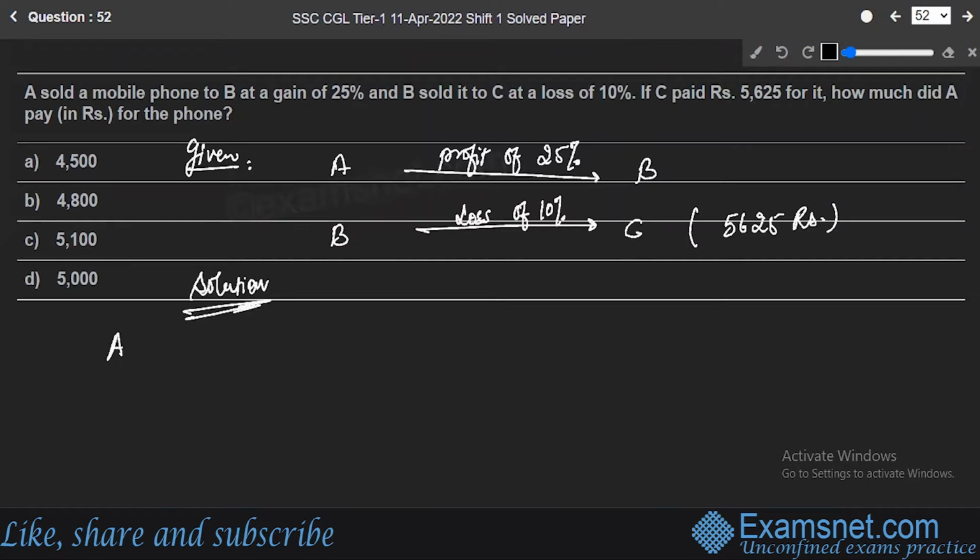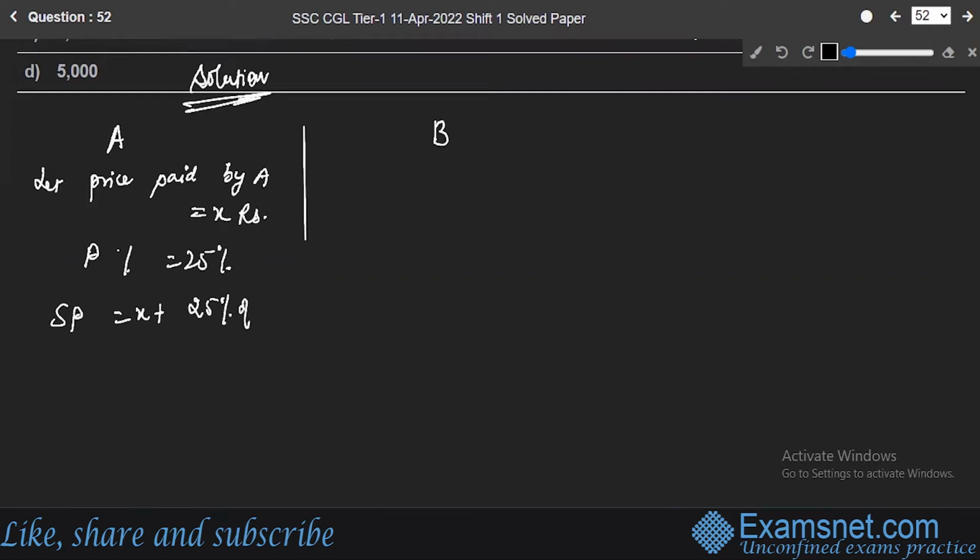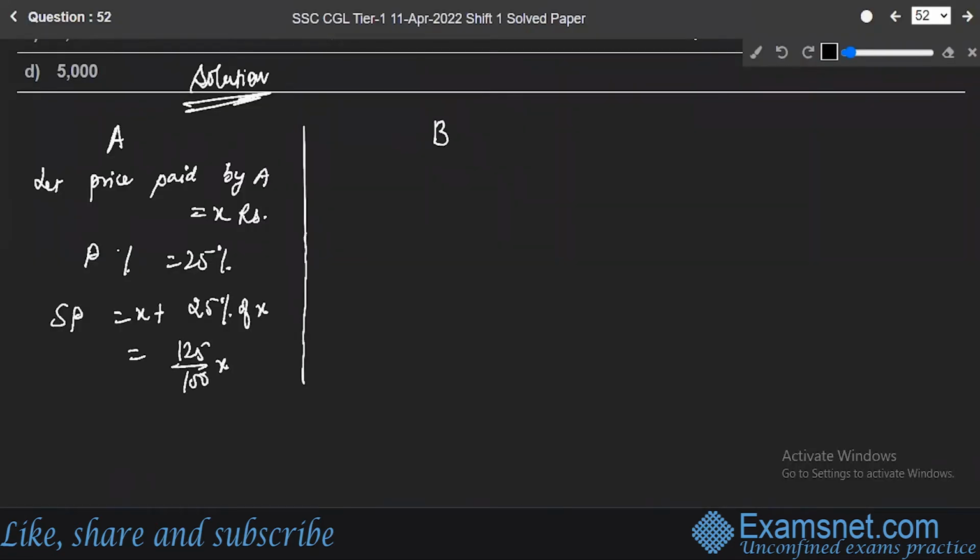Here is A and here is B. So let the price paid by A be equal to X rupees, right? He had a profit percent of 25. So what will be the selling price? It will be X plus 25% of X, which will be 125 upon 100 into X. So this is the price which is paid by B.